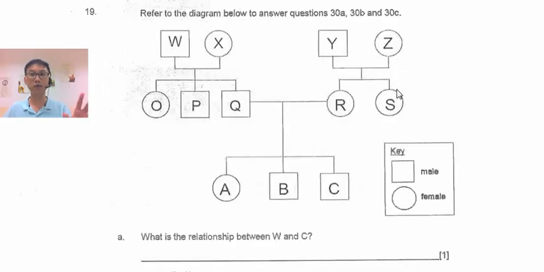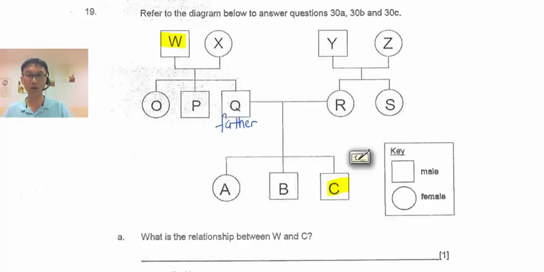Question 19, let's refer to the diagram. What is the relationship between W and C? So let's see, where is W? W is here, and C. So what's the relationship? So let's see. C, okay, again, let's look at the key. Square is male, circle is female. Okay, so C is a male. Let's look up his parent. This is his father. Okay, so this is the father.